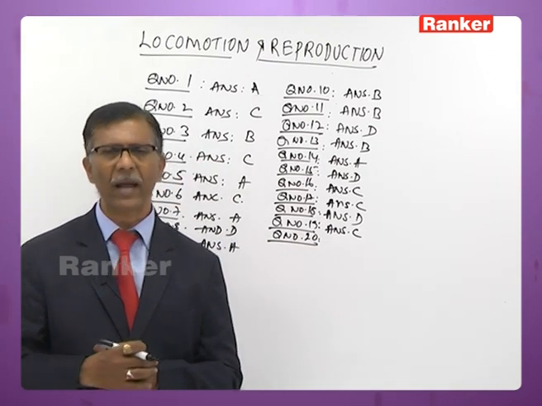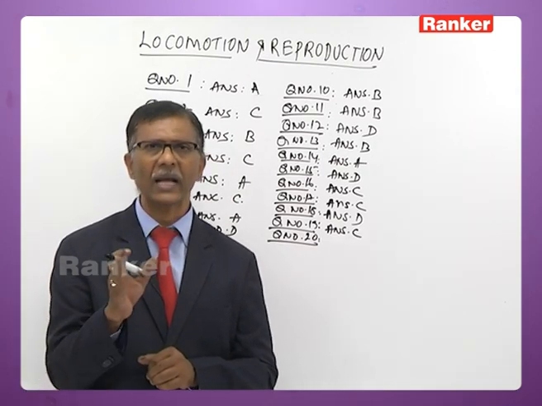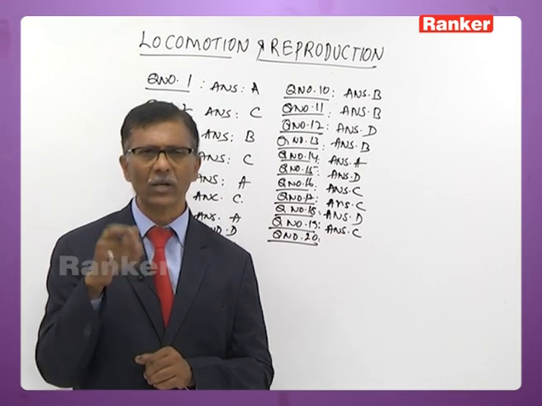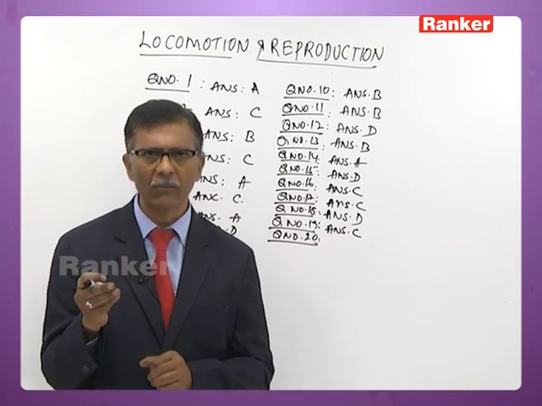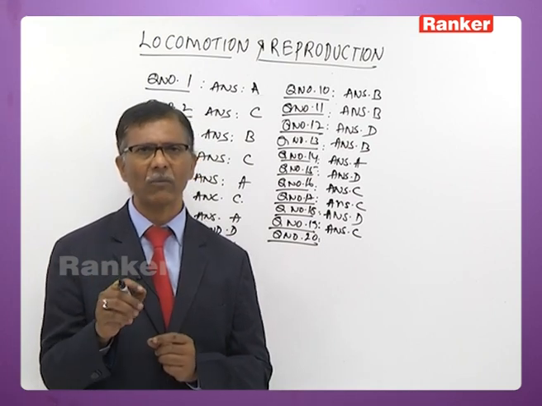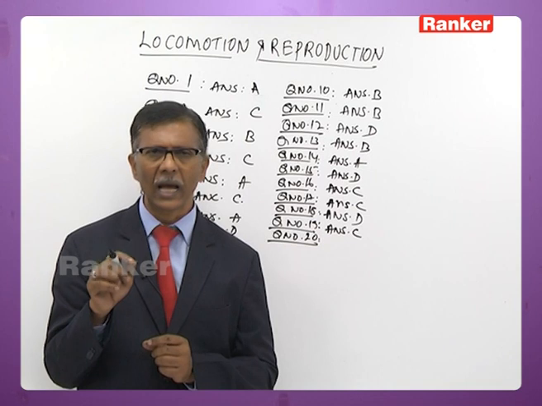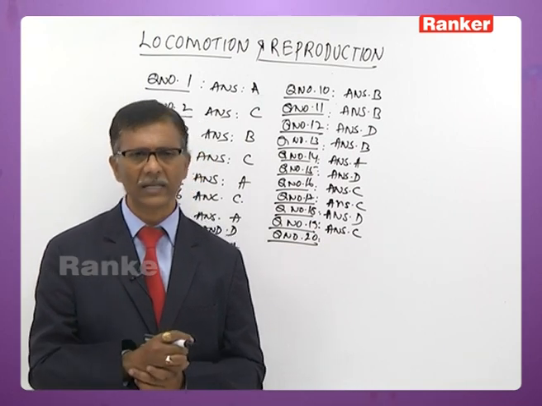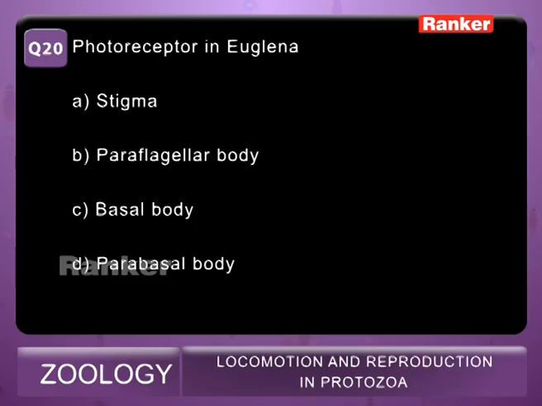The stigma and paraflagellar body both lie against each other. The stigma lies on the wall of the reservoir. Paraflagellar body lies at the base of the long flagellum. So paraflagellar body acts as a photoreceptor, helps in detecting intensity of light with the help of lactoflavin. So for question number 20, the correct answer is B.